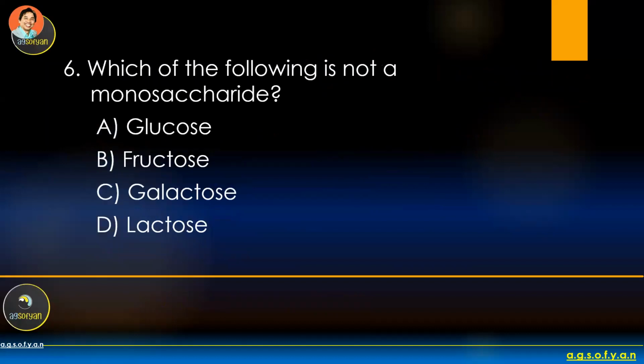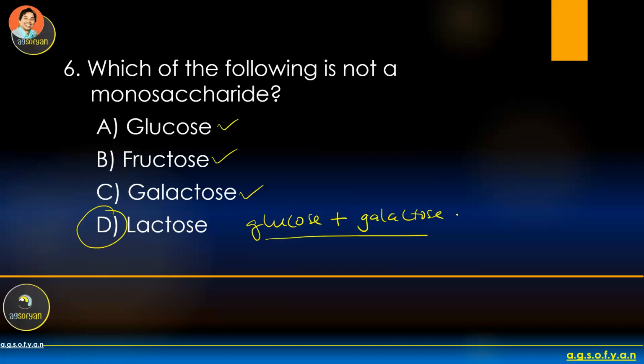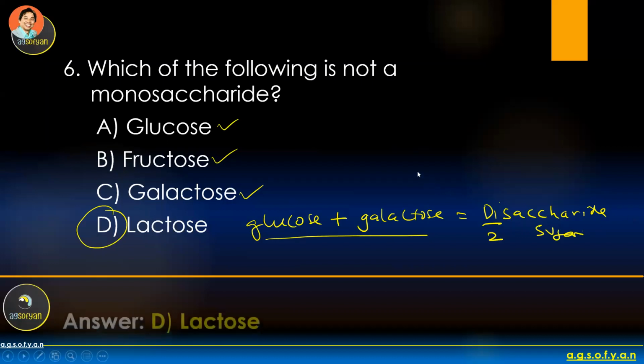Which of the following is not a monosaccharide? We are just telling you which one it is. Glucose is, yes. Fructose is, yes. Galactose is, yes. Lactose is not. Lactose actually consists of one glucose plus one galactose. Okay, so this is what we call the disaccharide. Di means two, so two sugars, which are glucose and galactose, will make lactose.